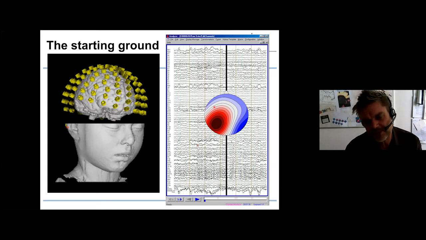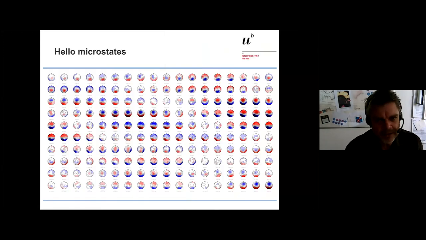So when we study the dynamics of these maps over time, we can study the dynamics of the changes of the sources in the brain. And this is where microstates come in. Hello, microstates. If we look at these map series, this is just an EEG recorded in a healthy subject having the eyes closed, doing no task. This is what we call spontaneous activity, a self-organizing process. Time runs in this direction, like you read a newspaper. We have 5 milliseconds between each of these maps.